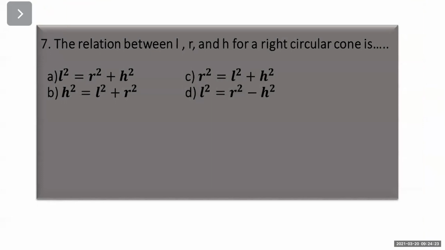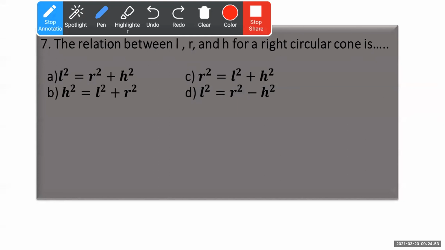Now let us see what can be the MCQ question. Again, as I told you, it will be formula based only. So the relation between L, R and H for the right circular cone. Now students, this particular formula is not given anywhere in the textbook, and it is really helpful for finding the slant height. So you can mark it as very important, because it is the relation between L, R and H. L is the slant height, R is the radius, and H is the normal height for a right circular cone.